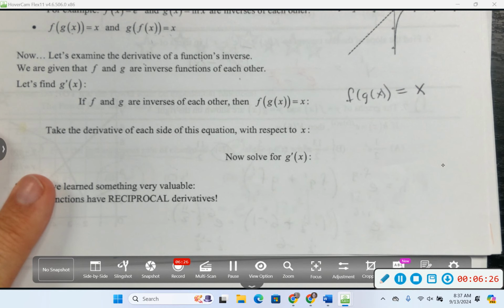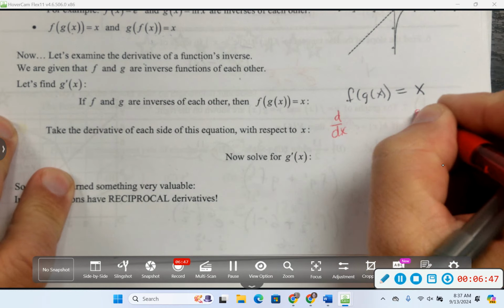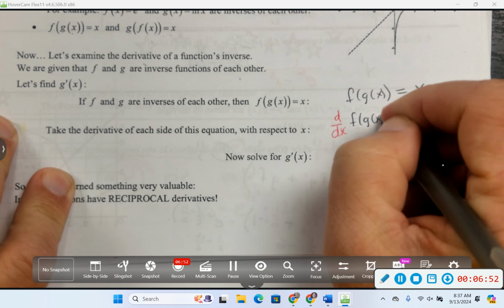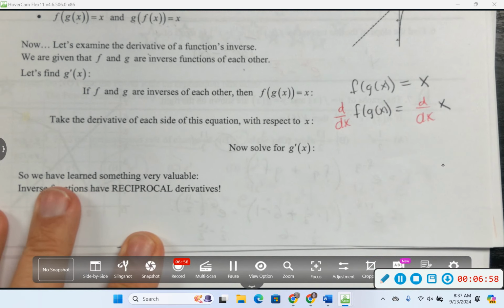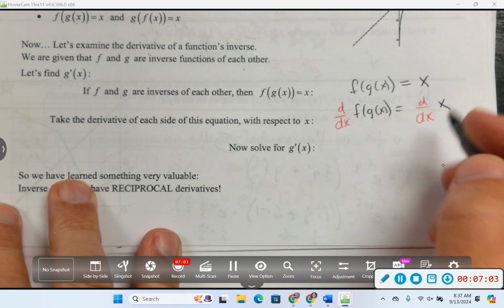I don't know that we've done this yet, but to your list of things you can do to both sides of an equation, like back in 7th grade you added 1 to both sides, and then on a two-step equation you would add 1 and then divide by 2. And later on you realized you could also square both sides or square root both sides. What we're going to do today is take the derivative of both sides.